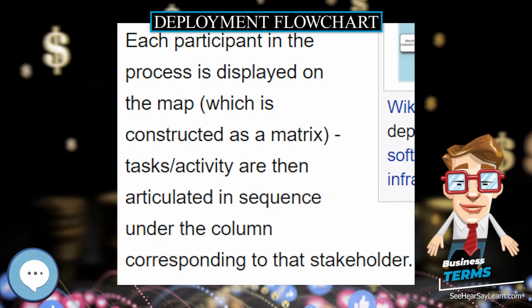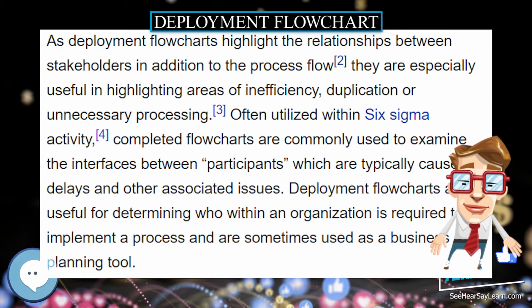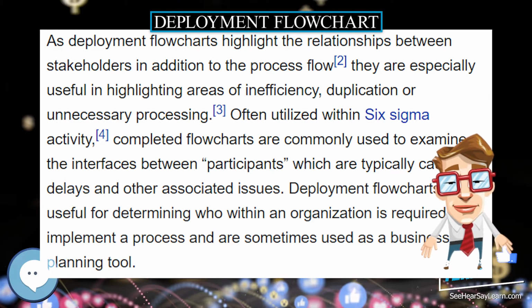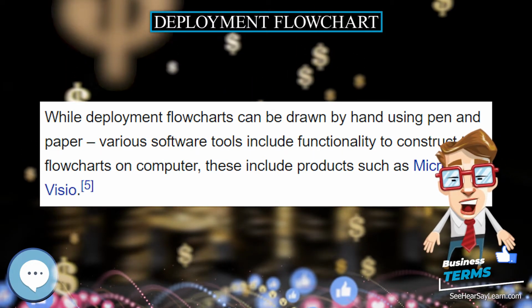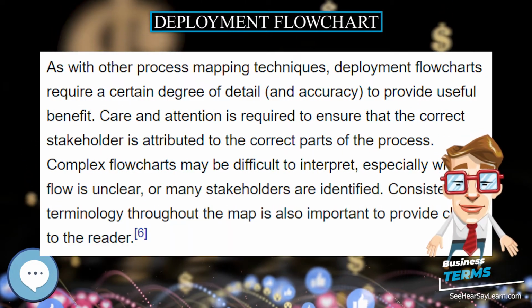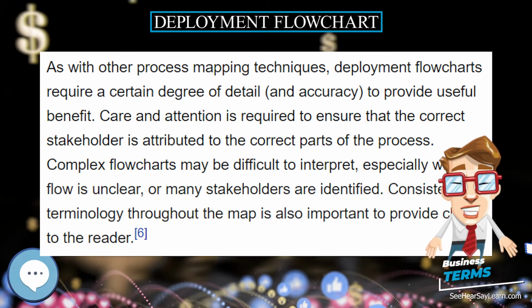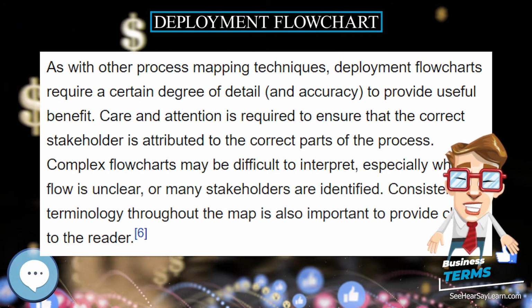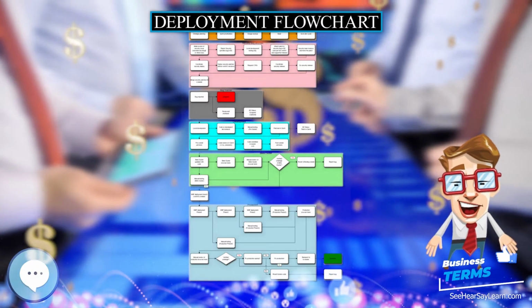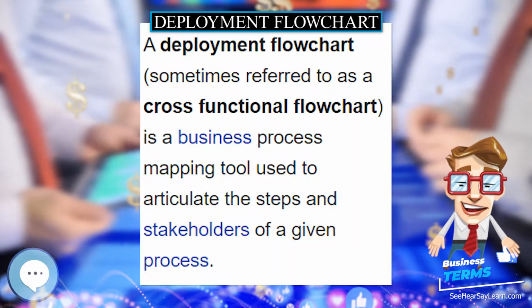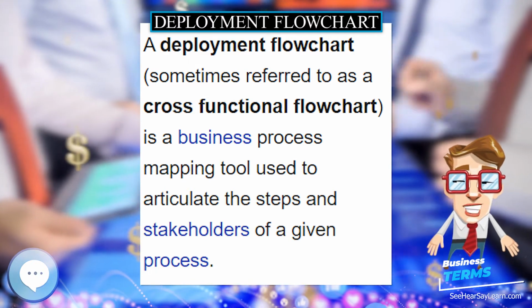Each participant in the process is displayed on the map, which is constructed as a matrix. Tasks/activity are then articulated in sequence under the column corresponding to that stakeholder. As deployment flowcharts highlight the relationships between stakeholders in addition to the process flow, they are especially useful in highlighting areas of inefficiency, duplication or unnecessary processing.